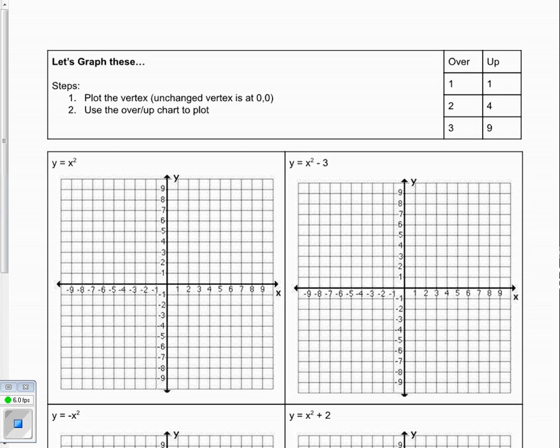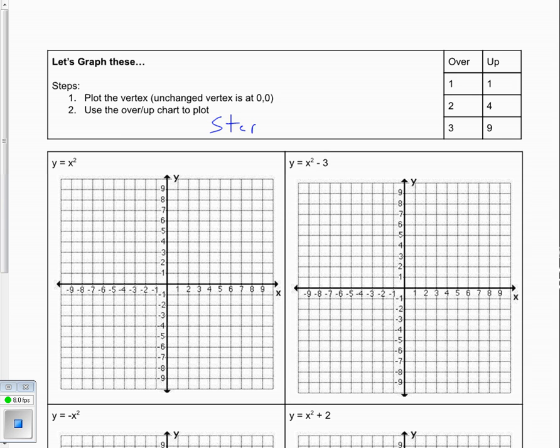Finally, we're going to actually graph some of these equations that have been changed in terms of their vertical position. We'll talk about how to graph an equation that has had a shape change, but right now we're just going to graph the change in the vertical position. The steps are: graph the vertex, and again, the unchanged vertex is at 0, 0. Then we're going to use our over-up chart, something we sometimes call the step pattern.